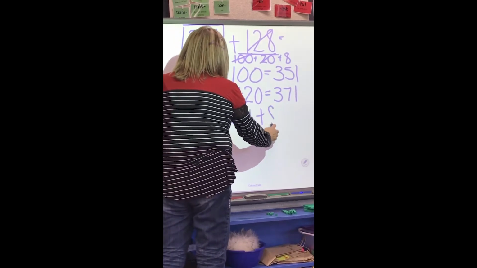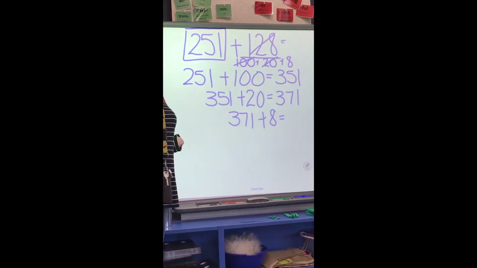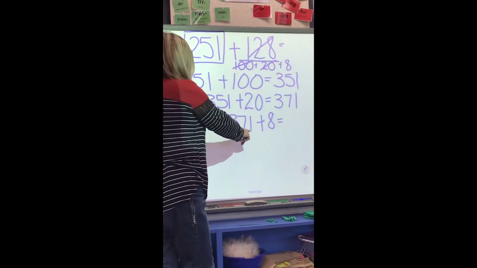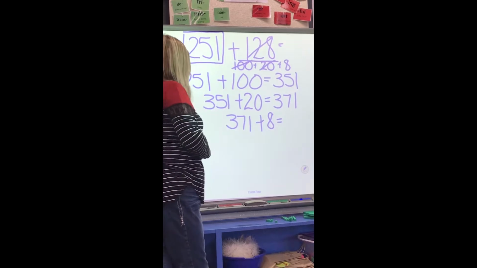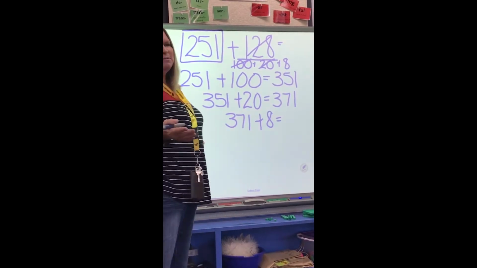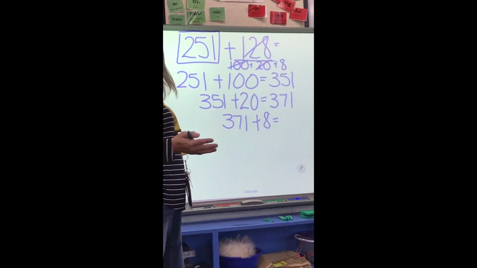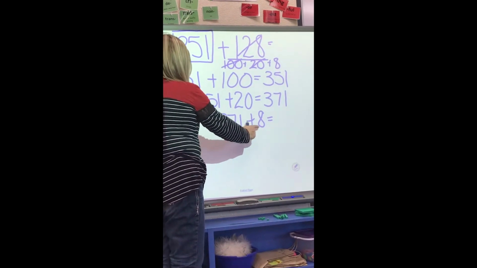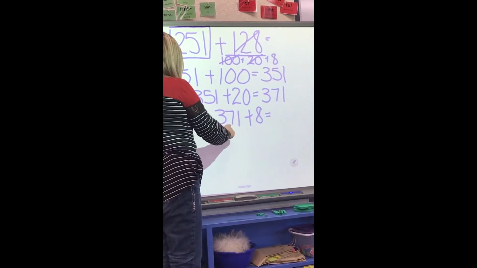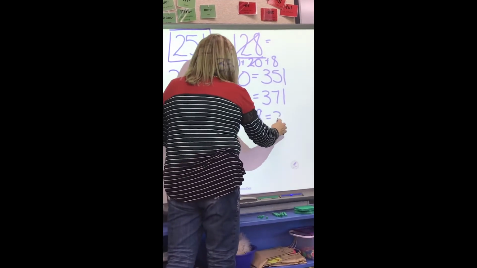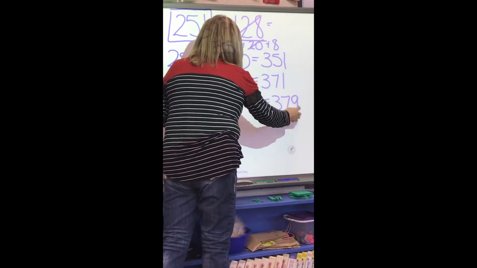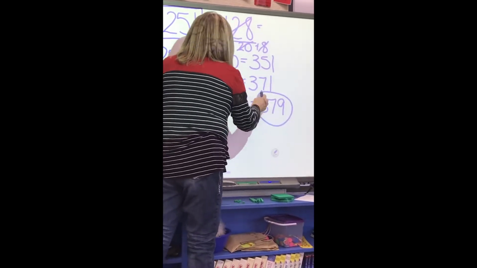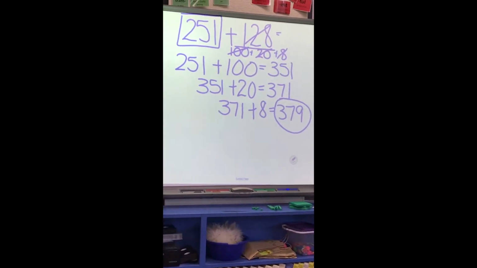371 plus 8. Again, if kids are fluent with their facts from 0 to 20, then we know that 1 plus 8 is 9. So just because we add the 300s and the 70 on there, 371 plus 8, if I know that 1 plus 8 is 9, I also know 371 plus 8 is 379. I've used my 8 and I circle my answer, and that's how I do it.